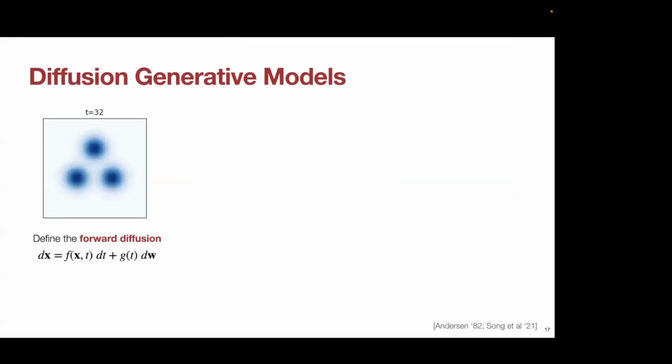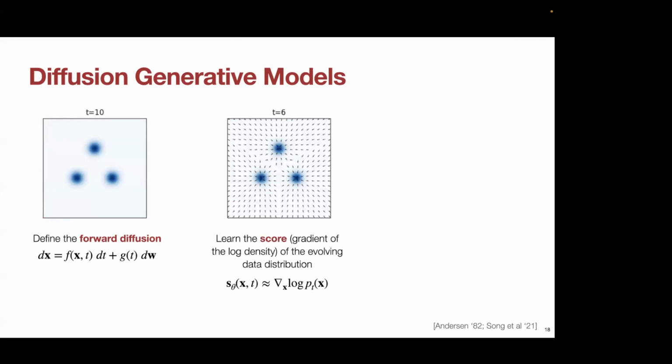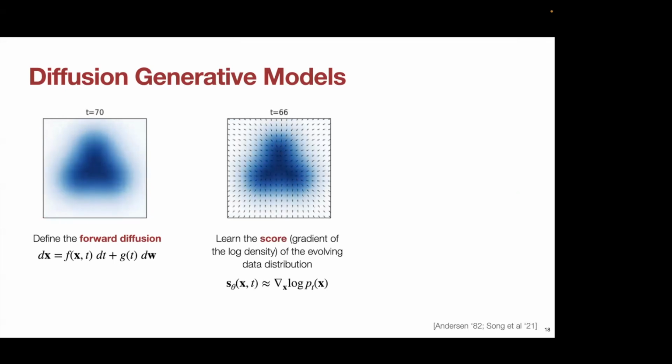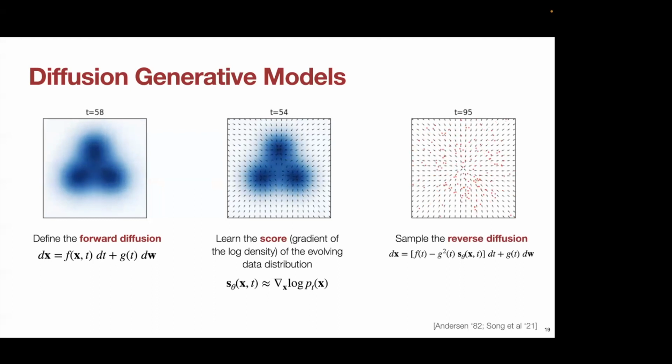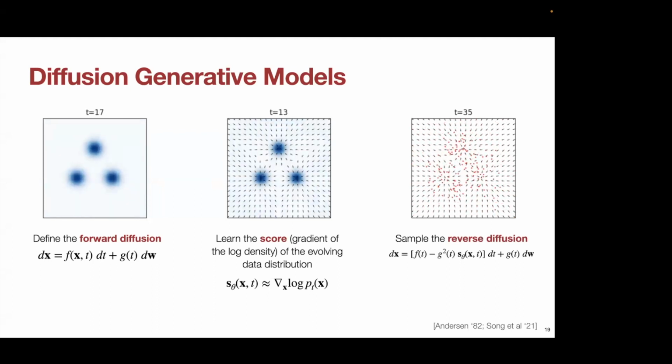First, you look at the space that your data lives in, in this example a 2D Gaussian, and you define a forward diffusion process in that space that takes the data into some simple distribution like the Gaussian here. In the next step, you learn the score, or the gradient of the log density of the evolving data distribution, with a score model. You can think of this as a time evolving vector field. And finally, you use this learned vector field to solve the reverse diffusion, bringing samples from the noisy Gaussian to the data distribution.